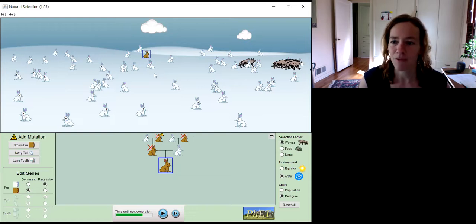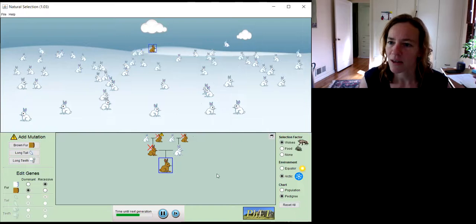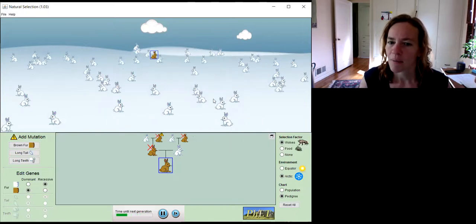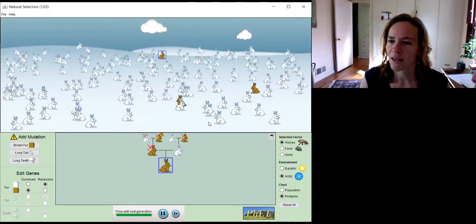Bunnies cannot just randomly decide to make their fur white any more than I can randomly decide to make my eyes brown. We don't have the ability to change these genetic things. All right, let's play this simulation a little longer. We can keep watching this population change over time.